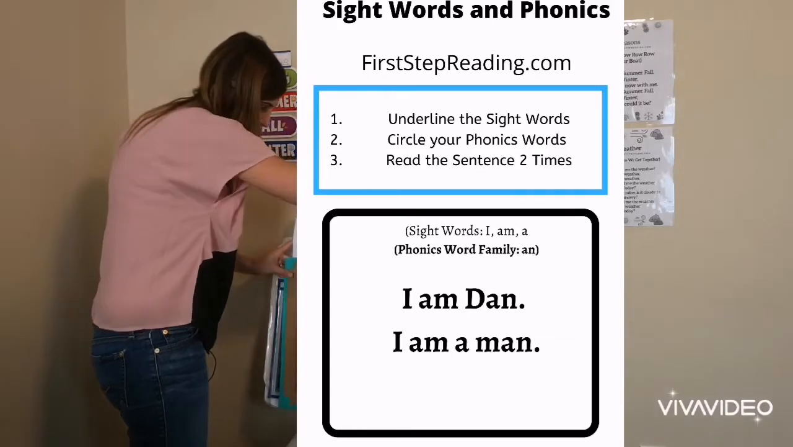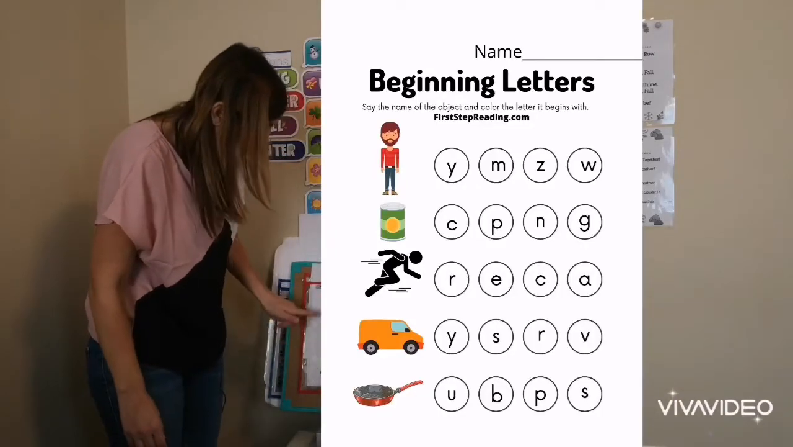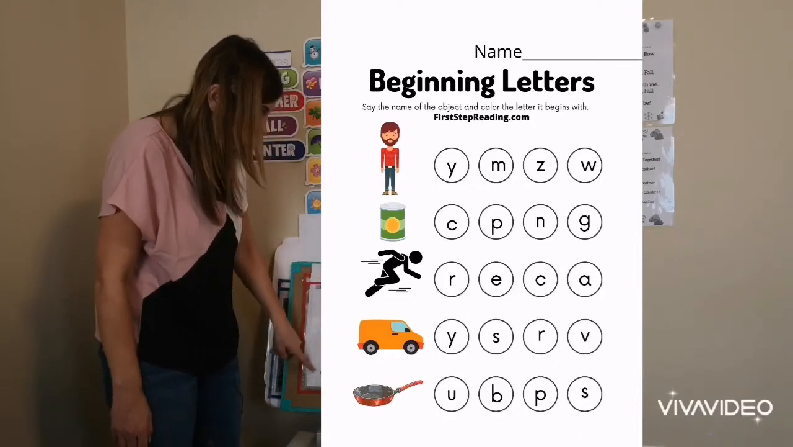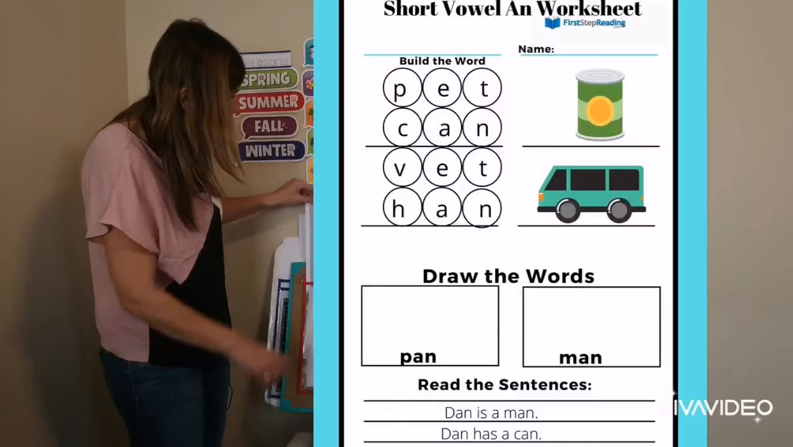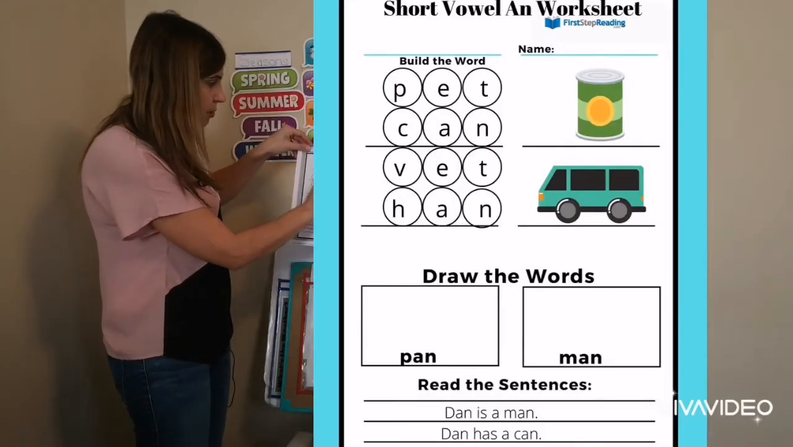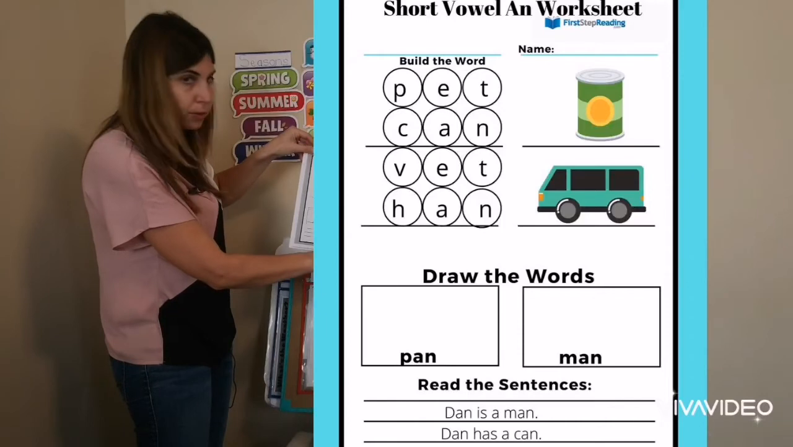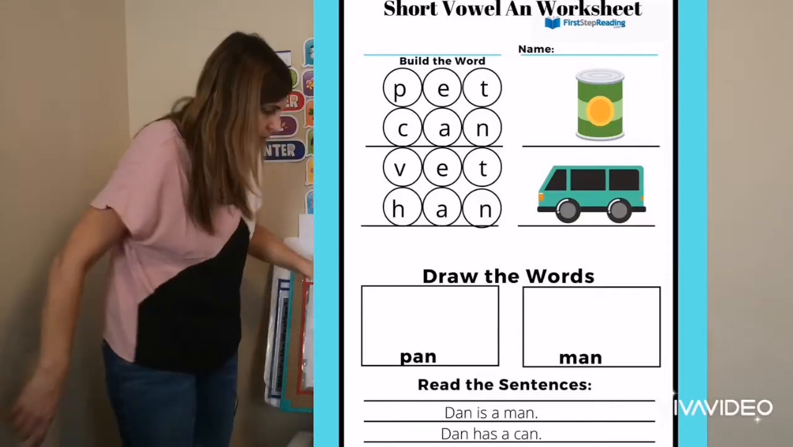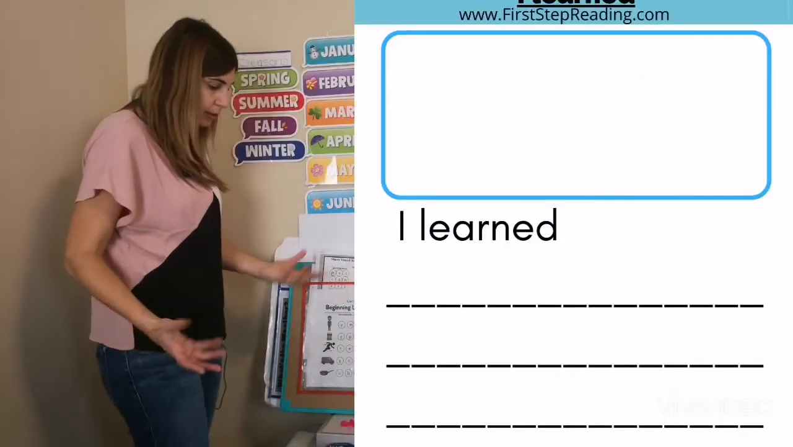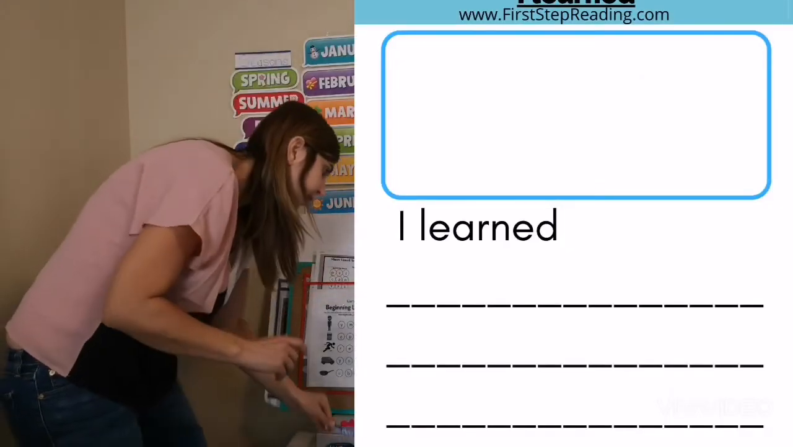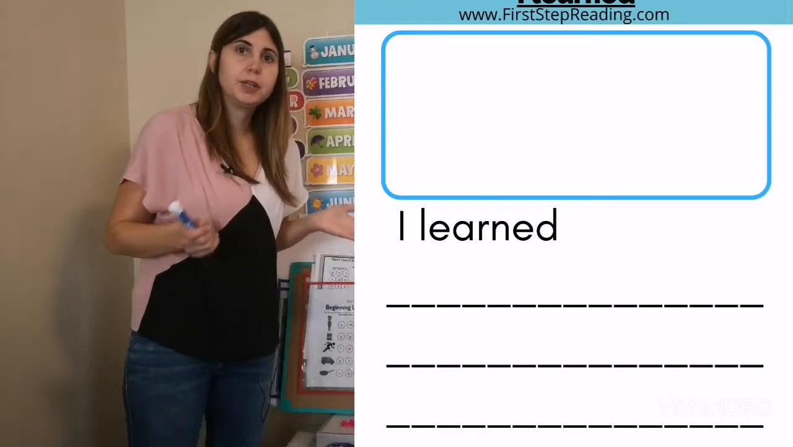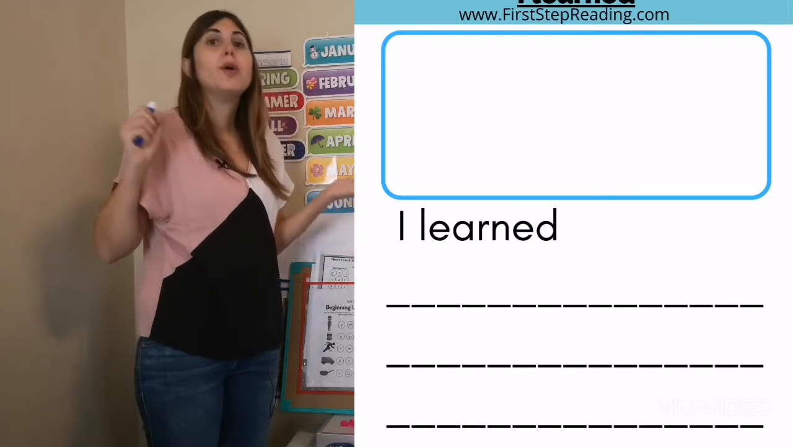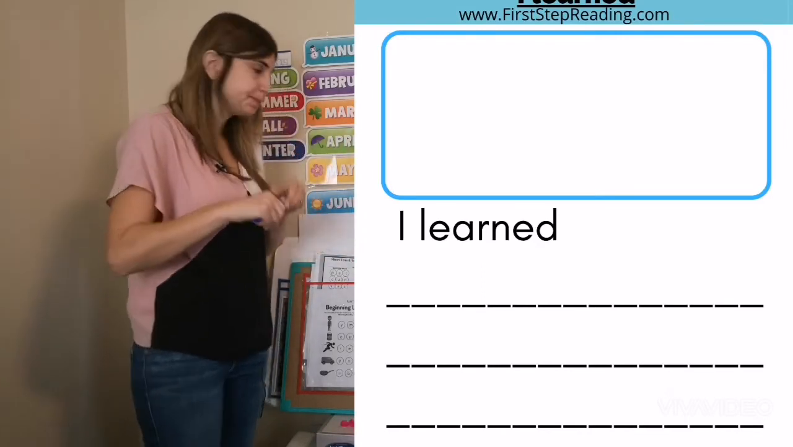Also, we have some extra worksheets on beginning letters. You can figure out what sound you hear. Your short vowel an worksheet, spelling short vowel an words, reading and drawing a picture, reading sentences, and writing a sentence about what you learned. Writing is the opposite of reading. When you're writing, you need to stretch out the sounds to hear all the sounds. When you're reading, you need to blend them together.